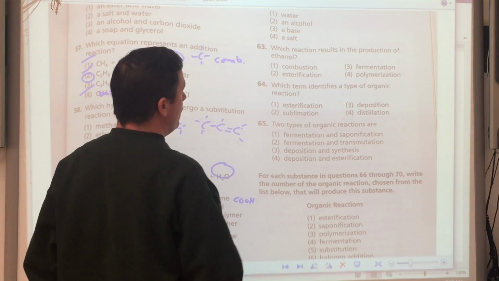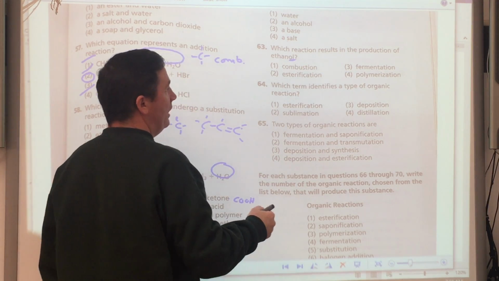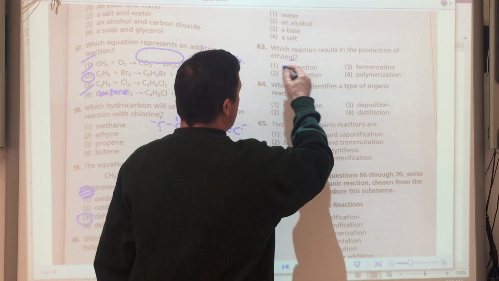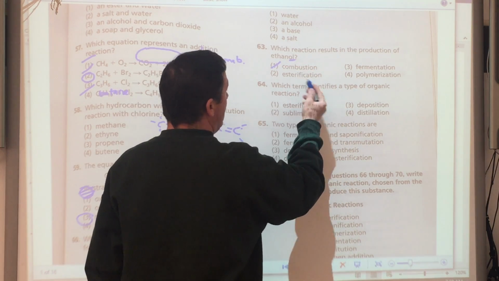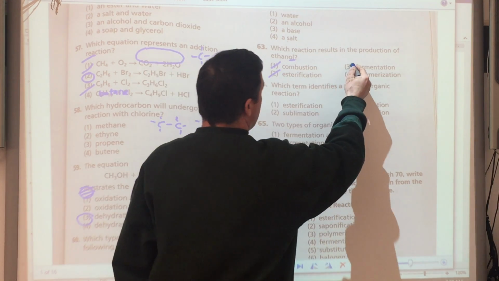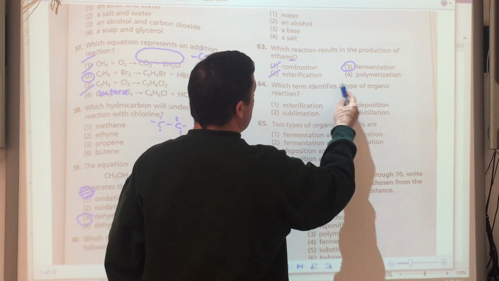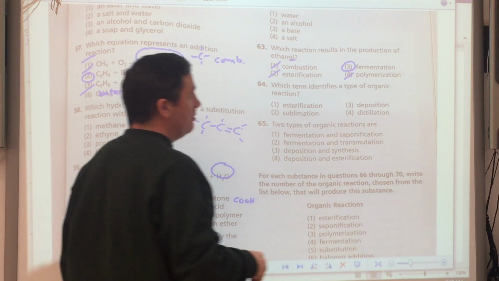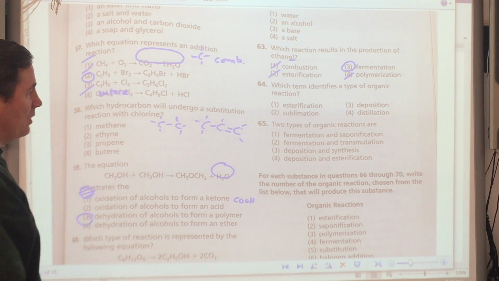63. Which reaction results in the production of ethanol? Ethanol is an alcohol, and you just have to run through your notes. Combustion results in carbon dioxide and water. Esterification would be making an ester. Fermentation is the answer, and polymerization is not how you make ethanol and alcohol. You'd be making something like polyester, something of that sort.